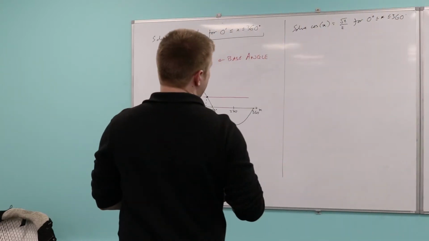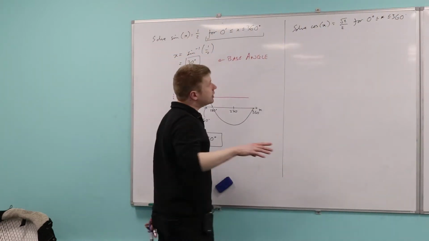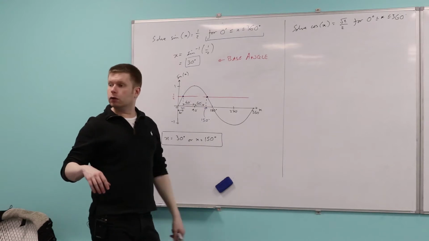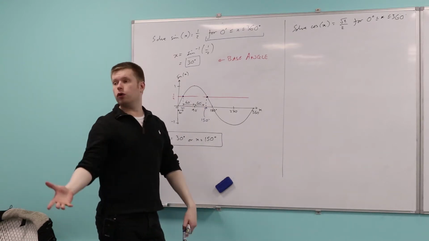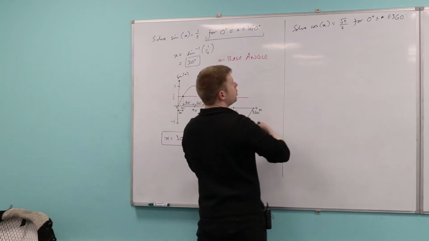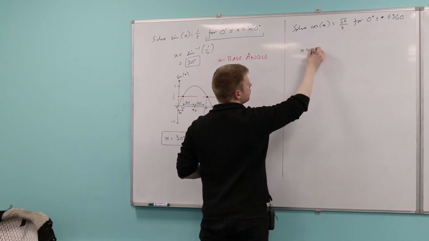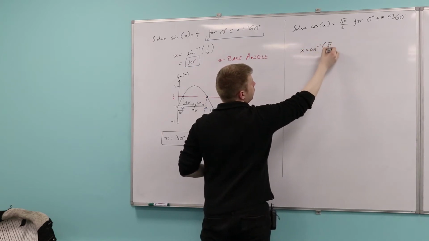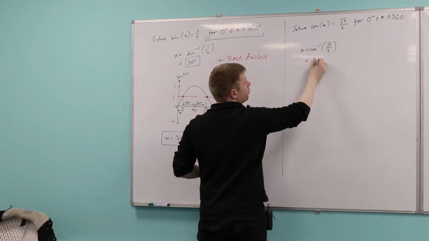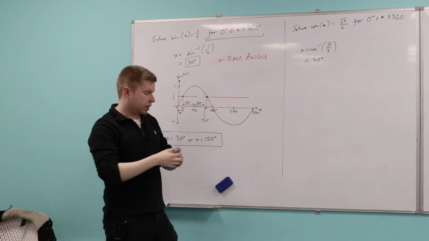Okay, so let's have a look at this. First things first, we need to find that base angle. Nice and easy, just stick it in your calculator, or you might know. You simply do it by taking the cos inverse of root 2 over 2. So you're happy it's 45 degrees? Yeah, so that's a base angle.